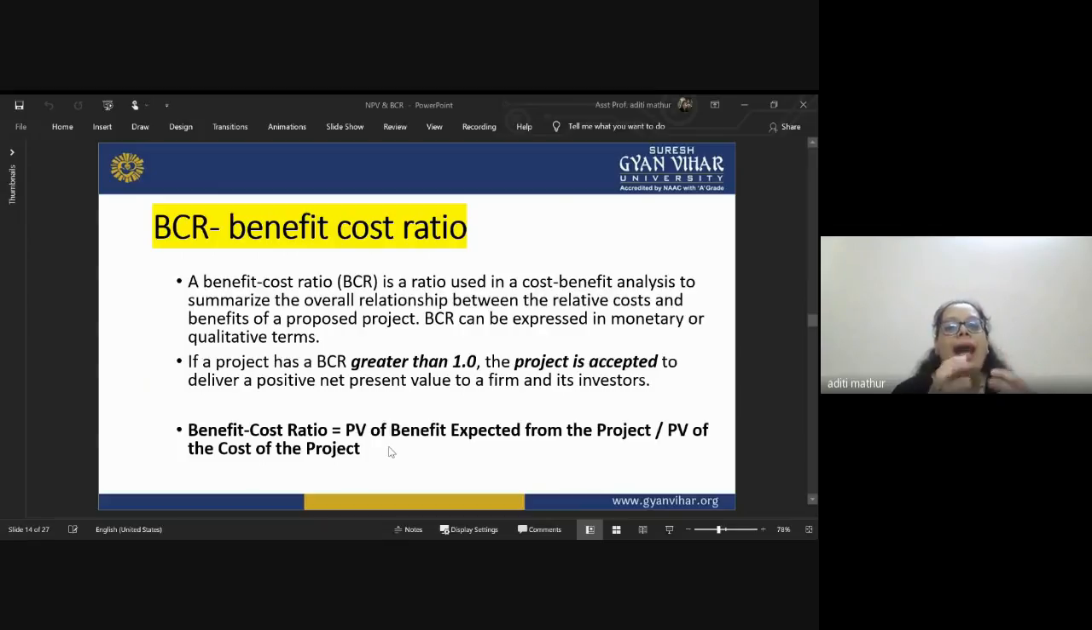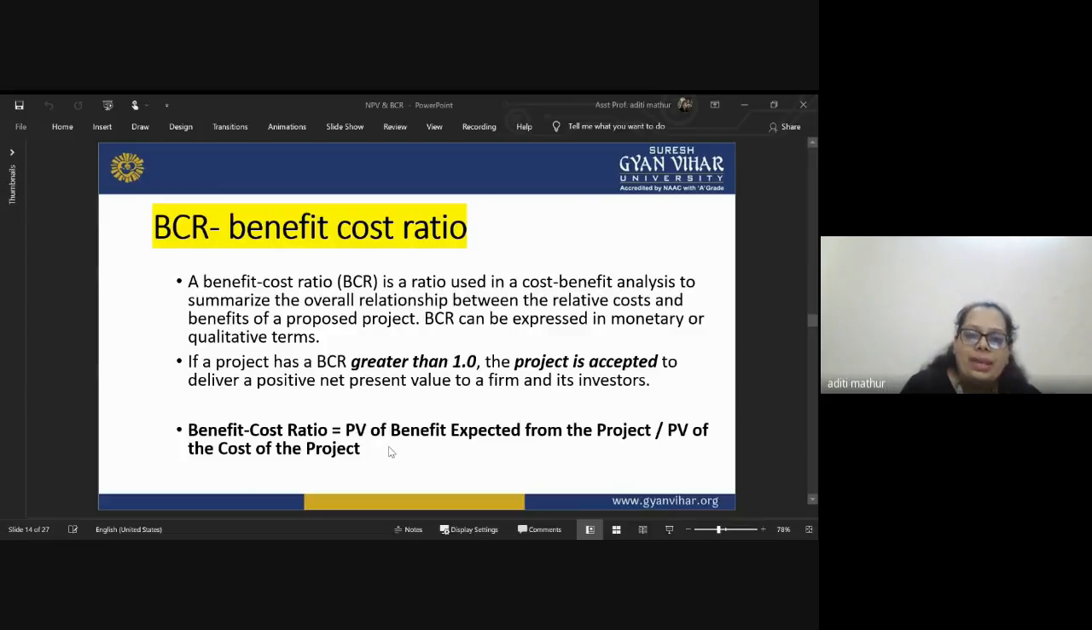If the project has a BCR greater than 1, the project is accepted to deliver a positive NPV to the firm and its investment. It also means that your NPV is also positive. If NPV is positive, your BCR will be more than 1. How? I'll tell you the relationship between the both.